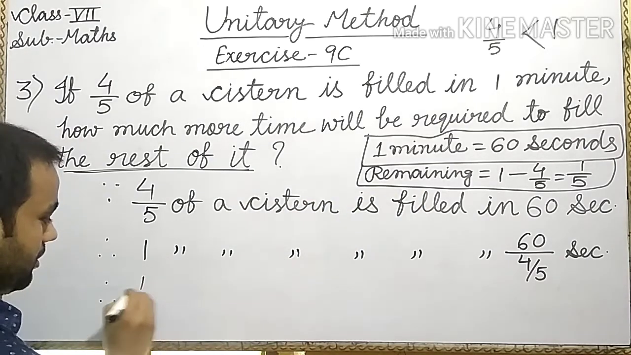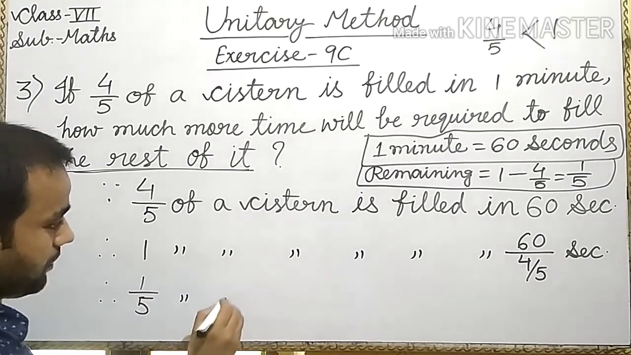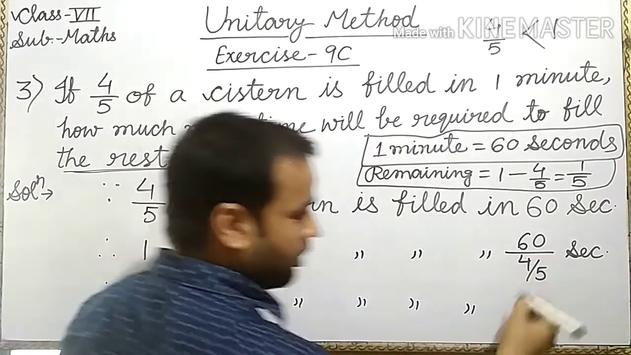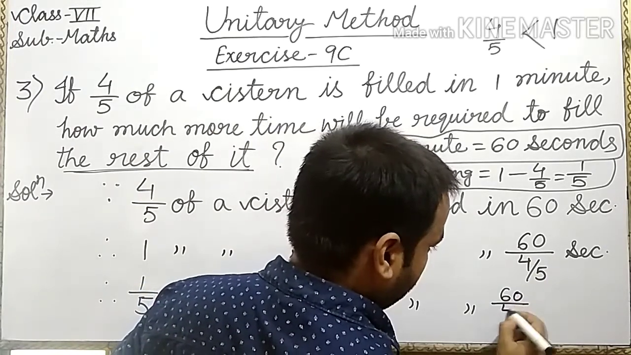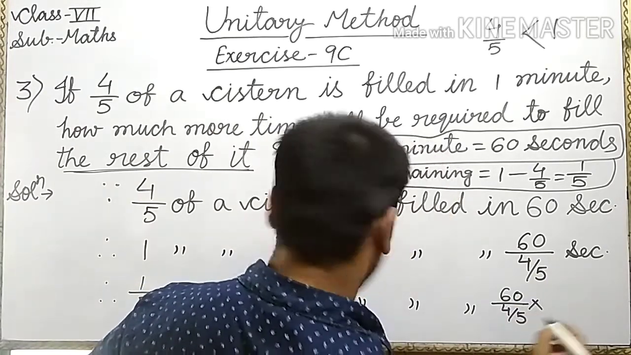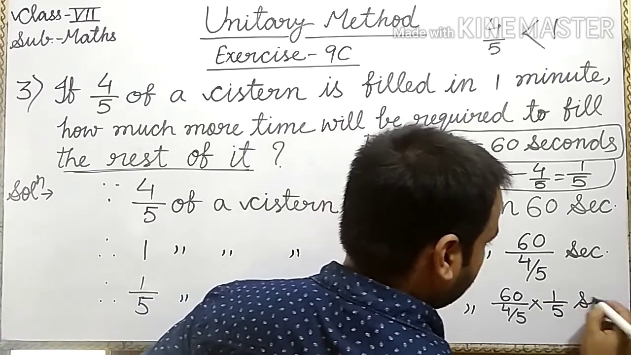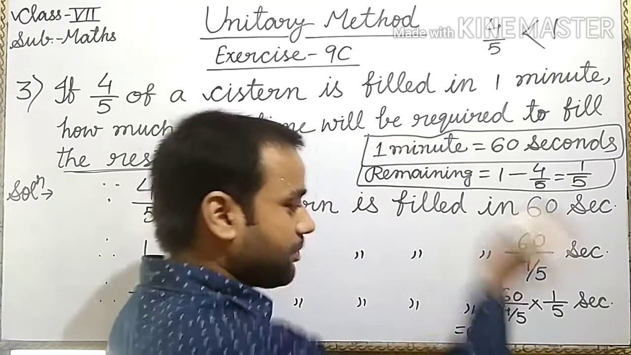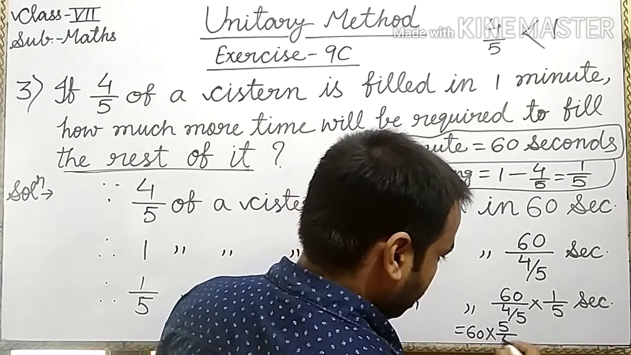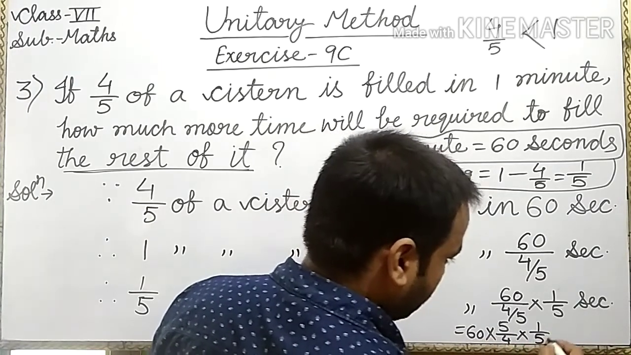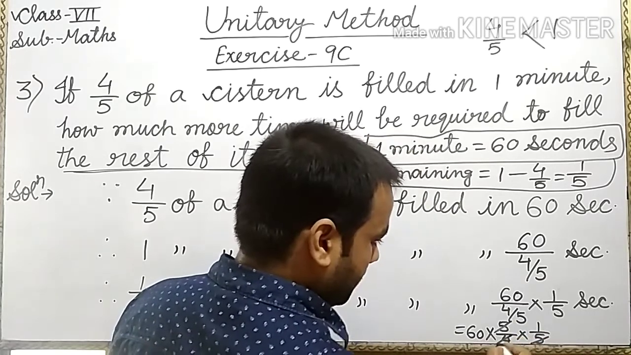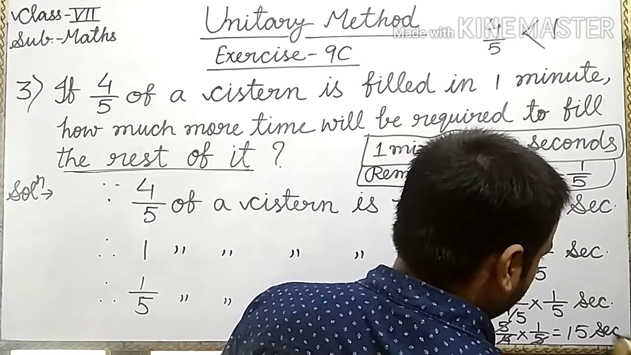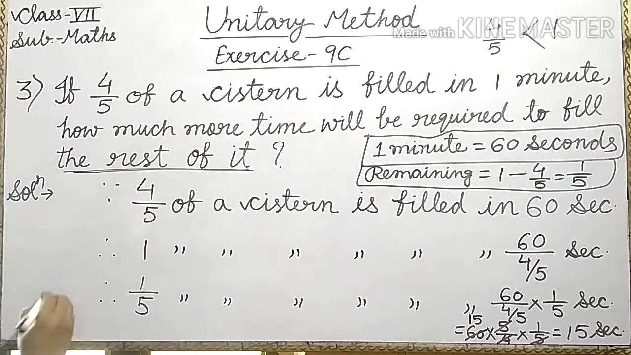It is 1 by 5. So we find 1 by 5 of a cistern is filled in 60 upon 4 by 5 into 1 by 5 seconds. Rearrange: 60 into, the denominator 4 by 5 converts into 5 by 4, into 1 by 5. 5 cancels out. 15 fours are 60. Here we get 15 second. Is it clear?